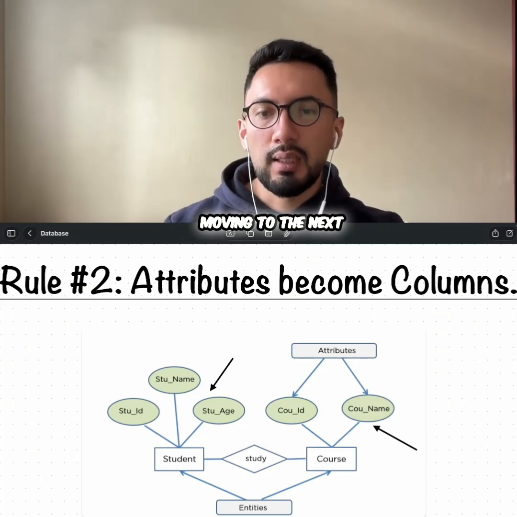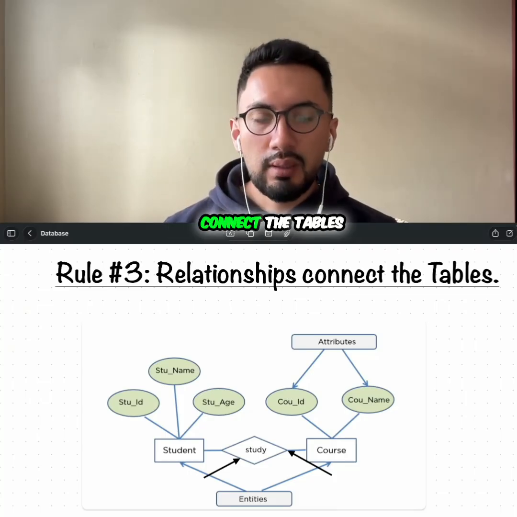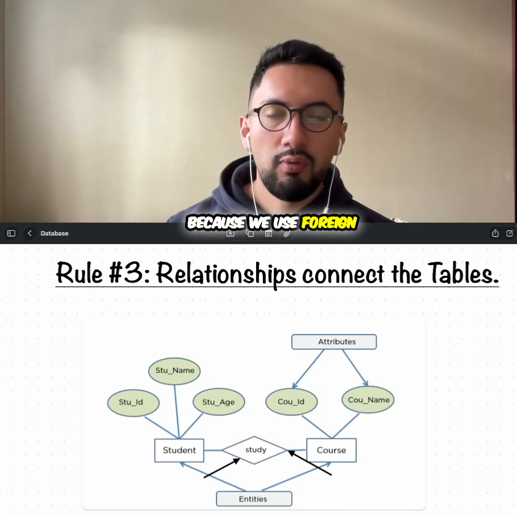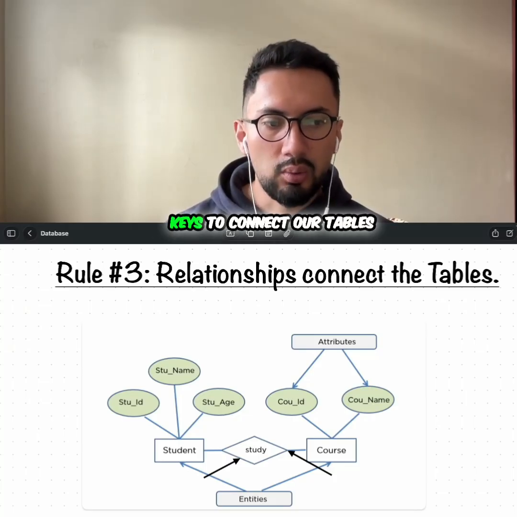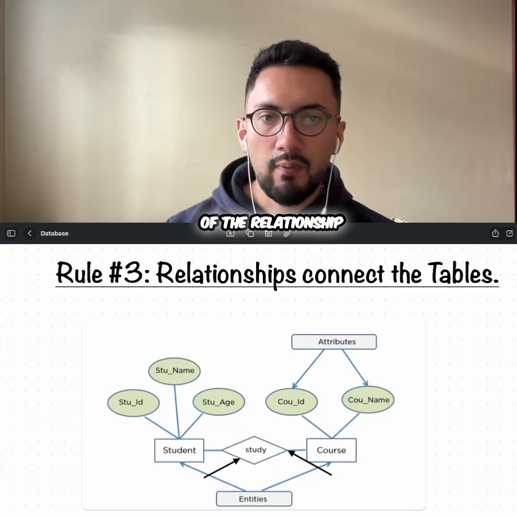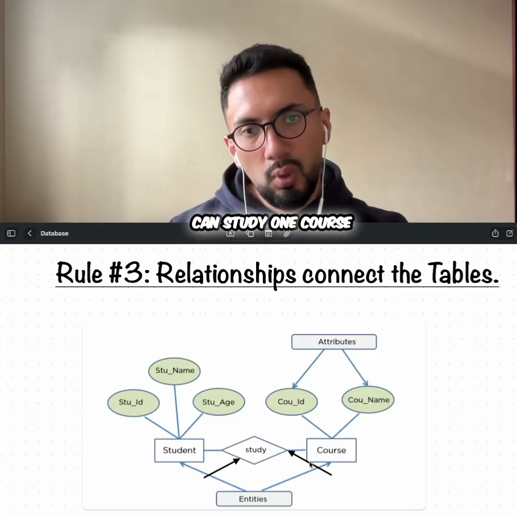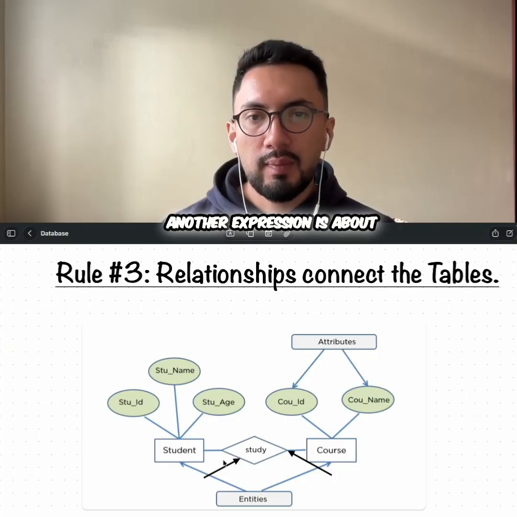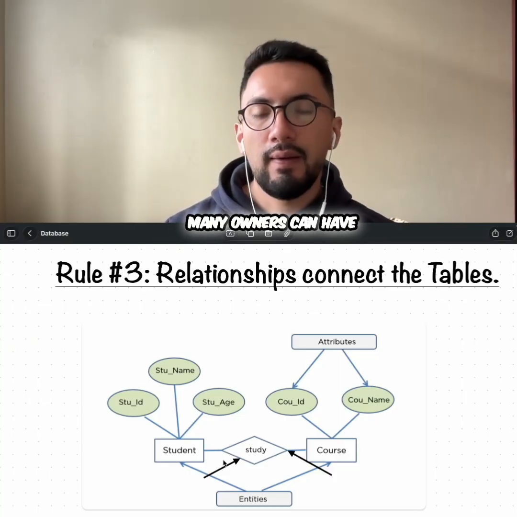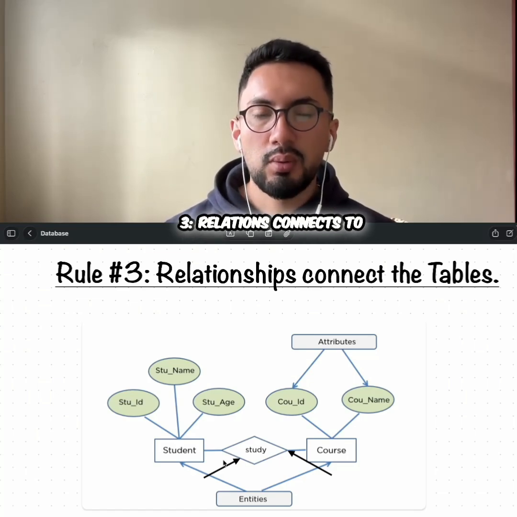Okay, moving to the next rule. Rule number three is about relationships connecting the tables. This is the most important part because we use foreign keys to connect our tables. How we do this depends on the type of the relationship. For example, one student can study one course. Or for example, another expression is about cars with owners: many owners can have many cars. That's rule number three. Relationships connect the tables.